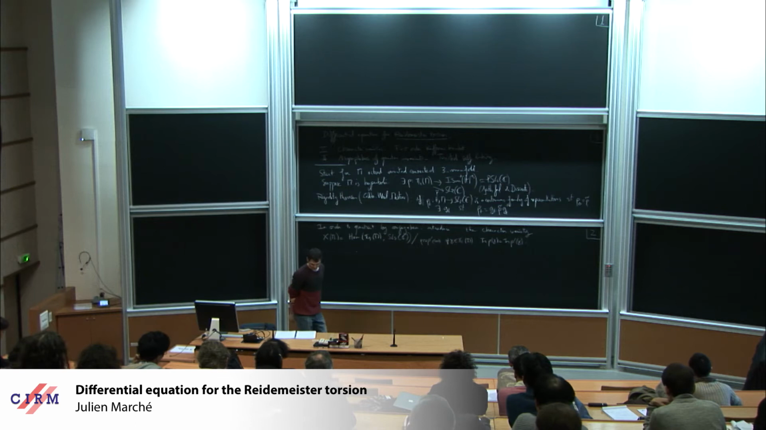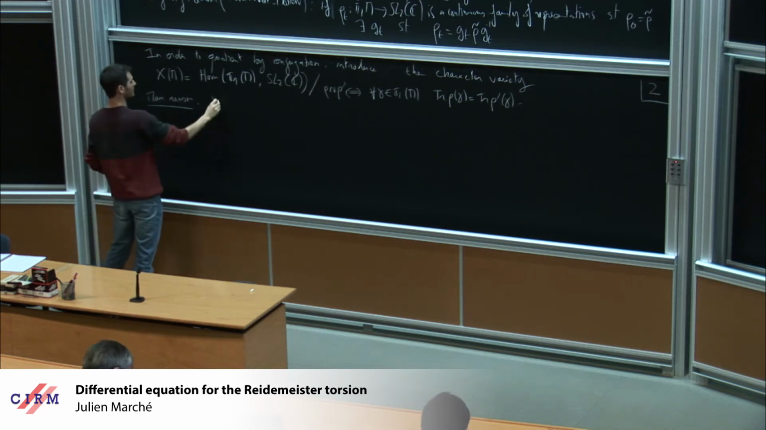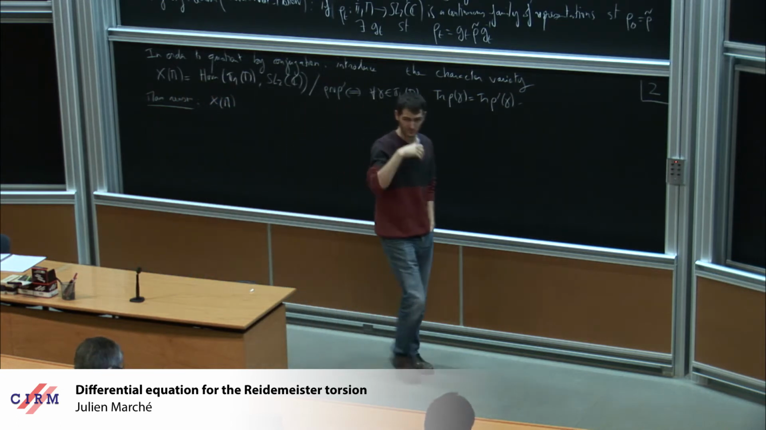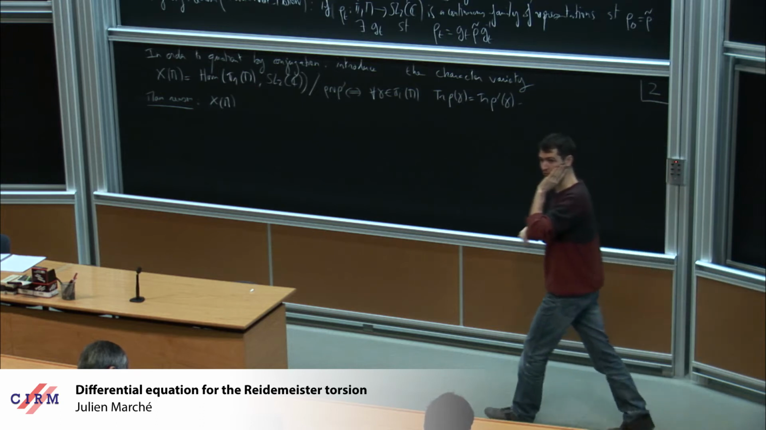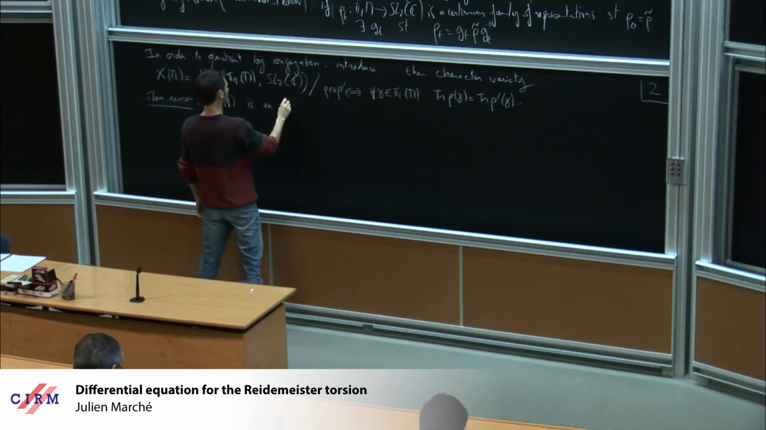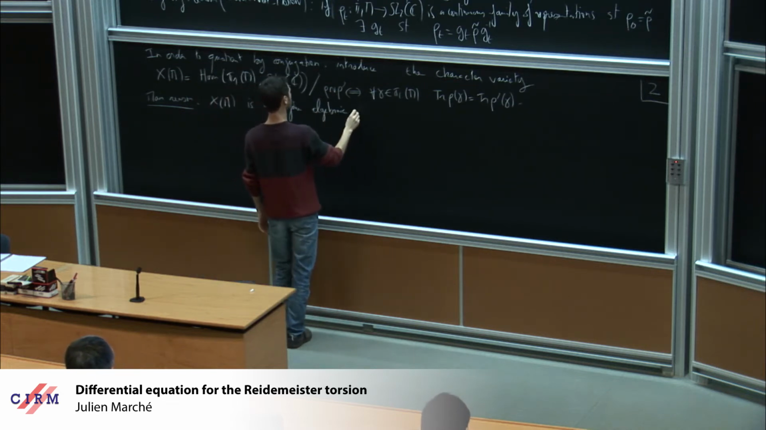So why do we do that? There are many reasons. The main reason is that the quotient makes X of M something more than just a topological space. It's an affine algebraic variety. So X of M is an affine algebraic variety.